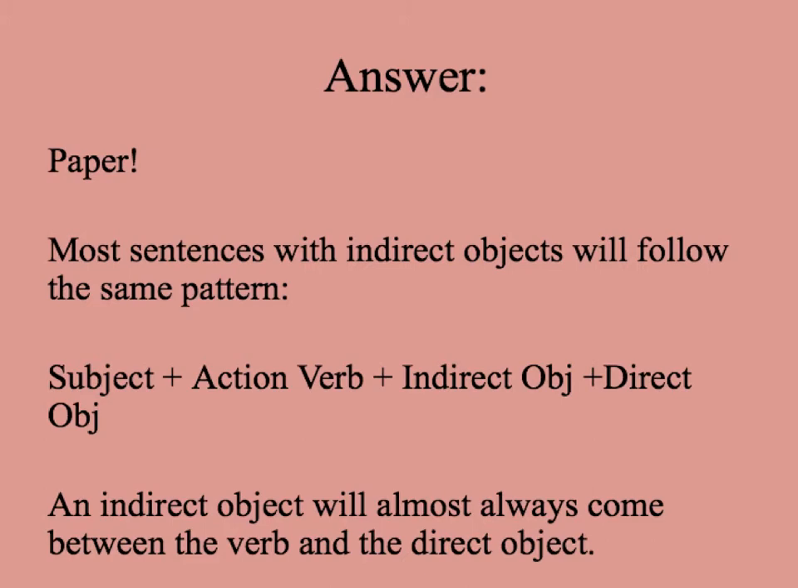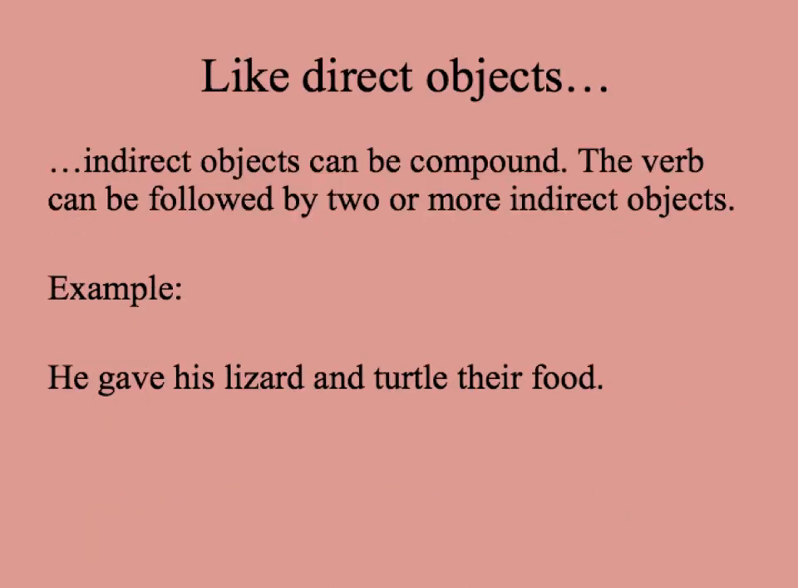Most sentences with indirect objects will follow the same pattern. Subject first, action verb second. Next, the indirect object follows, and finally, the direct object. An indirect object will almost always come between the verb and the direct object. Between the verb and the direct object. Like direct objects, indirect objects can be compound. The verb can be followed by two or more indirect objects.